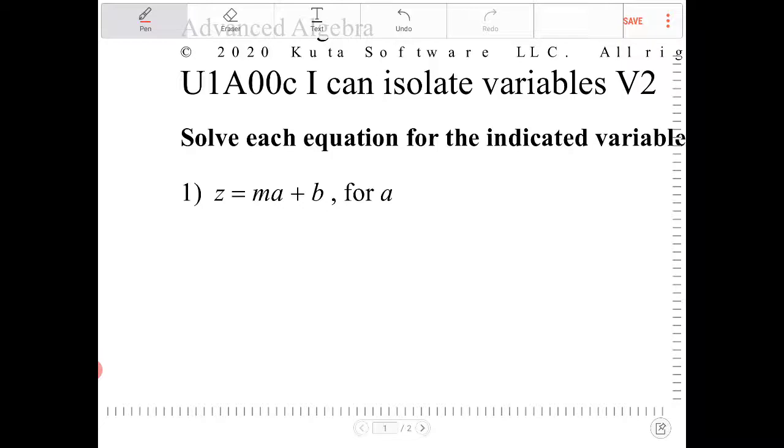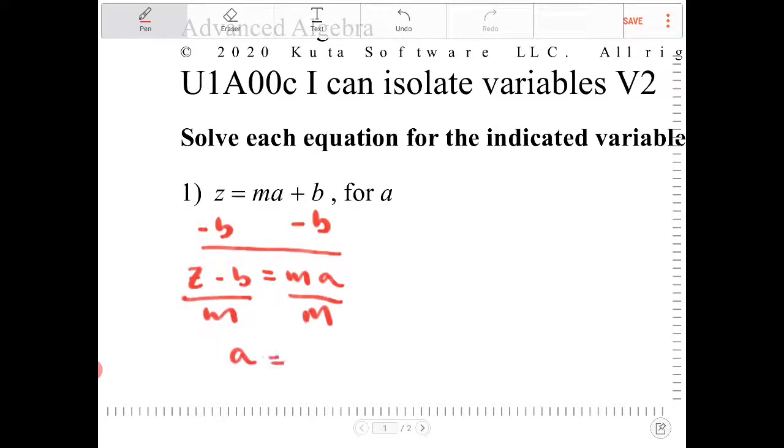So what am I going to do now? I am going to subtract B from both sides. What I'll end up with is Z minus B is equal to MA. Then I'm going to divide both sides by M, and I'll be left with A is equal to Z minus B over M.